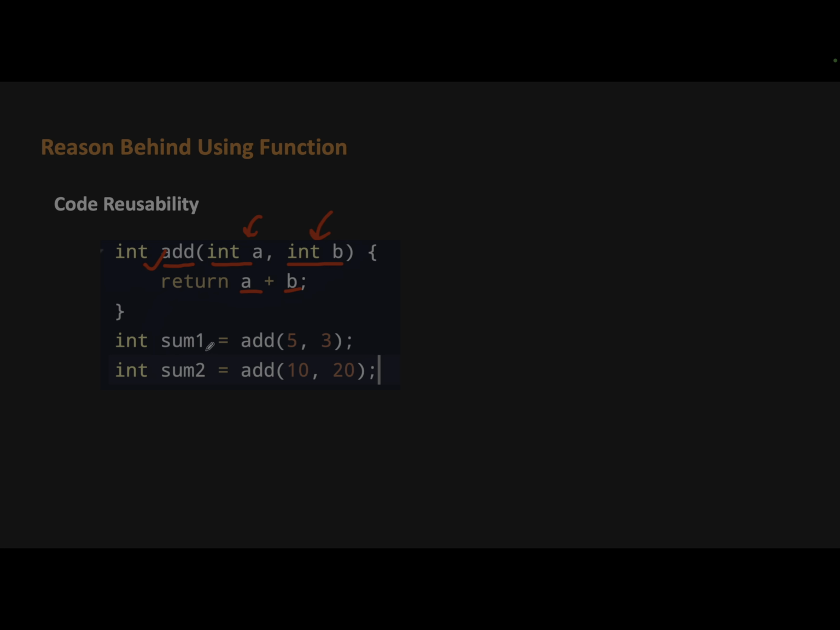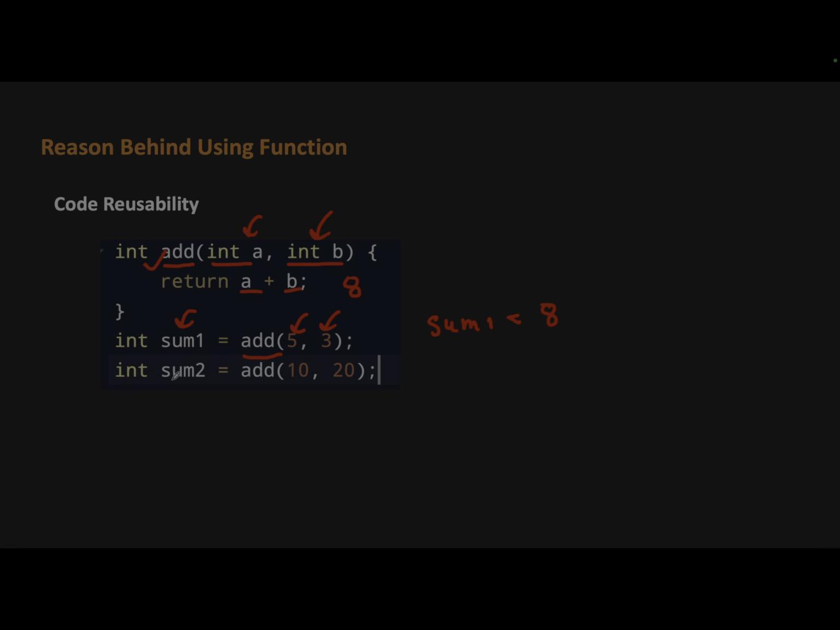Whenever it is called, here you can see the add function is called, passing the parameters 5 and 3. Now what happened? It will search for the function with this name and get add, int a, int b. The 5 and 3 will be assigned to these values and the return will be 5 plus 3, that is 8. Then it has an integer return type, and the value is stored in sum1. So sum1 will store a plus b, that is 8.